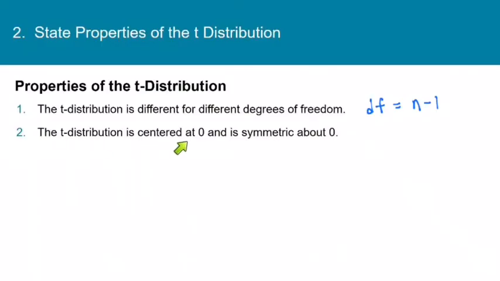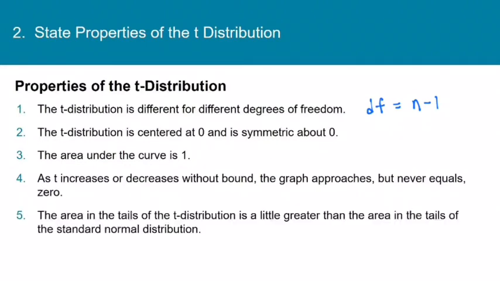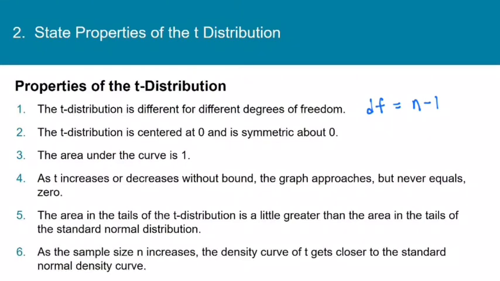Now the t-distribution is centered at 0 and is symmetric about 0, just like the standard normal curve. And the area under the curve is still 1, just like the standard normal curve. As t increases or decreases without bound, the graph approaches but never equals 0, just like the standard normal curve. The area in the tails of the t-distribution is a little greater than the area in the tails of the standard normal distribution, and we saw that with the diagram on the last slide. And finally, as the sample size n increases, the t-distribution gets closer and closer to the standard normal distribution.